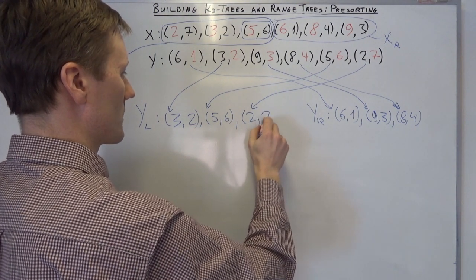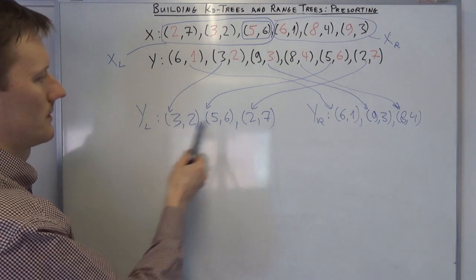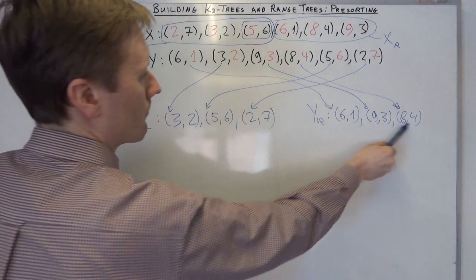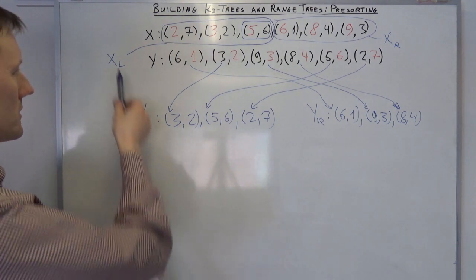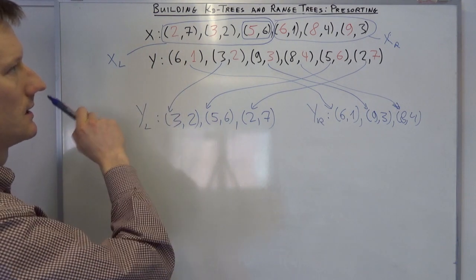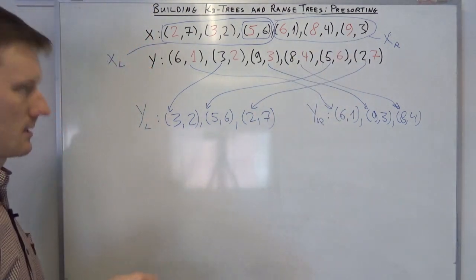And so after this linear procedure, we have 2 sorted arrays on Y, as you can see, YL and YR. And YL contains exactly the same points as XL. And YR contains exactly the same points as XR.